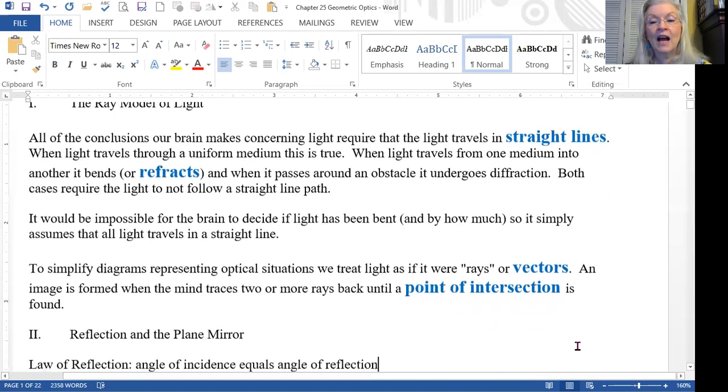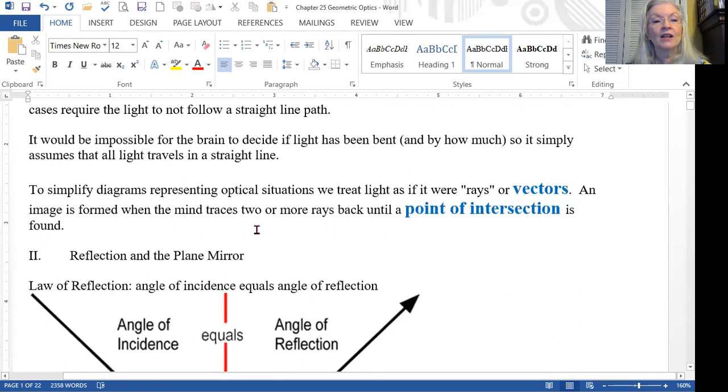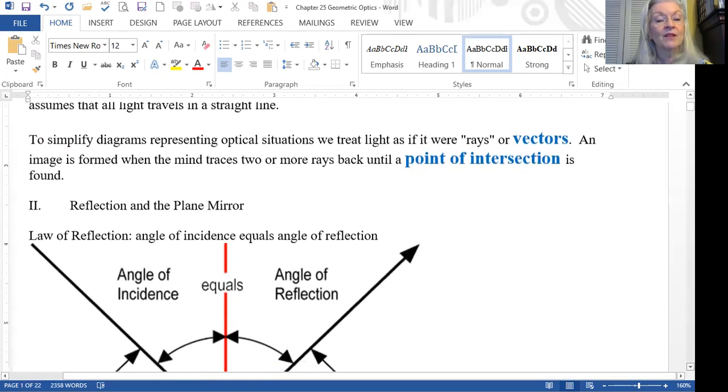In our diagrams, we are going to treat light as if it's a ray or a vector. So we'll use a ruler and we will form images at points of intersection, which is the way your brain processes the light. So we will start out by looking at some of these diagrams.